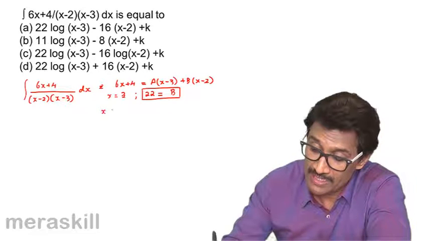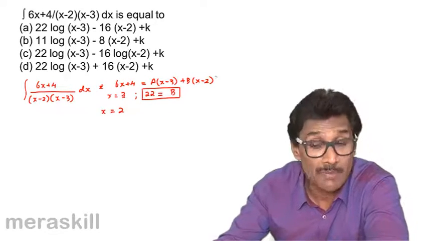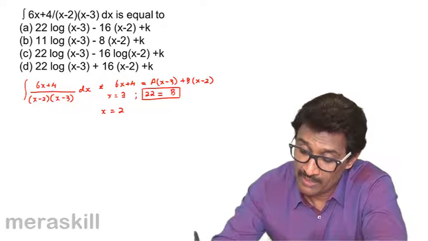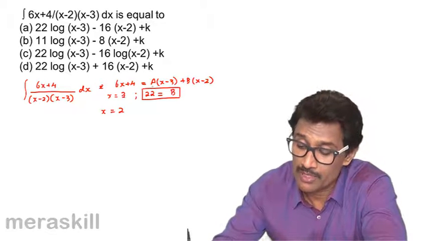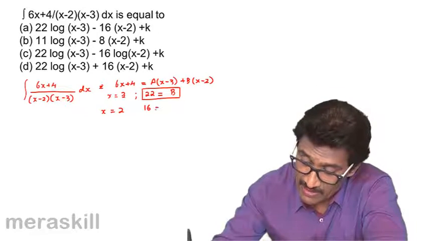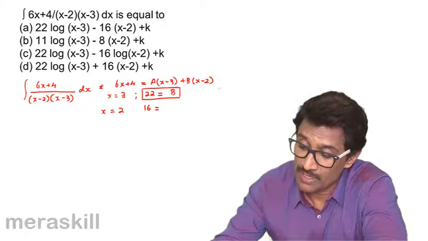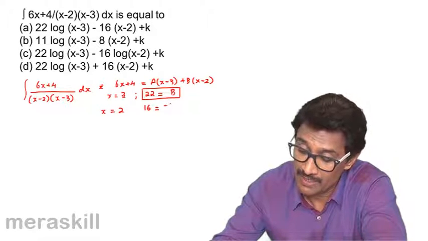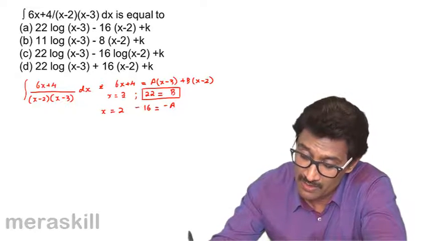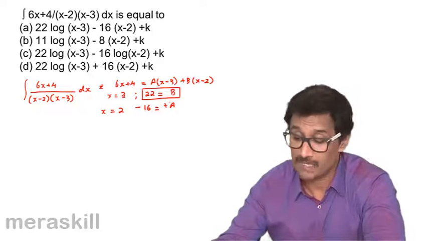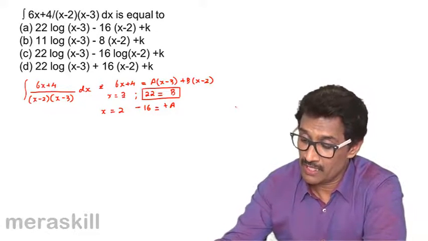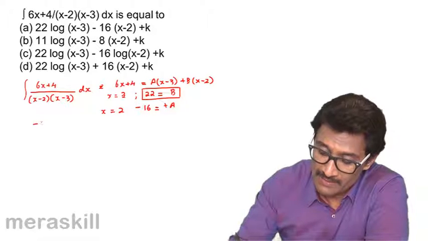So B is turning out to be 22. Suppose you take x as 2, so that the B part becomes 0. And you get 6 twos are 12 plus 4, 16 equals (2 minus 3) into A. So A would be minus 16.